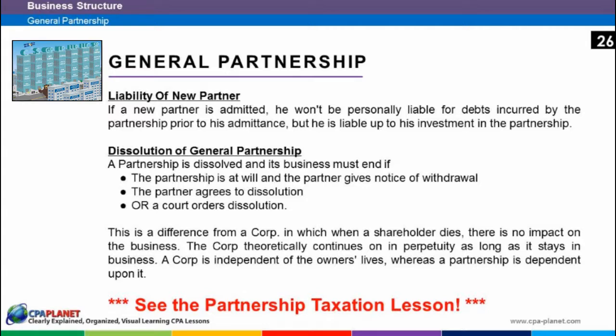Dissolution of a general partnership. The partnership is dissolved and the business must end if the partnership is at will and a partner gives notice of withdrawal, the partners agree to a dissolution, or a court orders dissolution. This is different from a corporation, in which when a shareholder dies, there's no impact on the business whatsoever. The corporation theoretically continues in perpetuity. We've got the East India Tea Company, which is still going strong after 500 years. Okay, so that's general partnership.